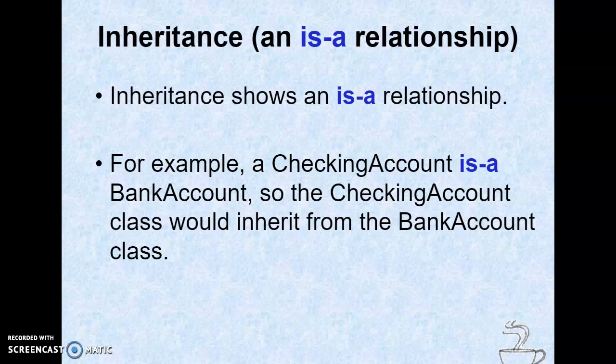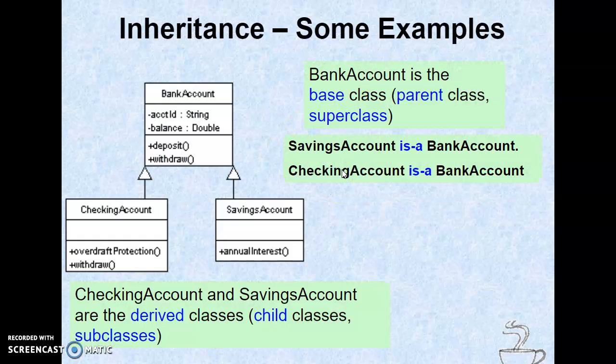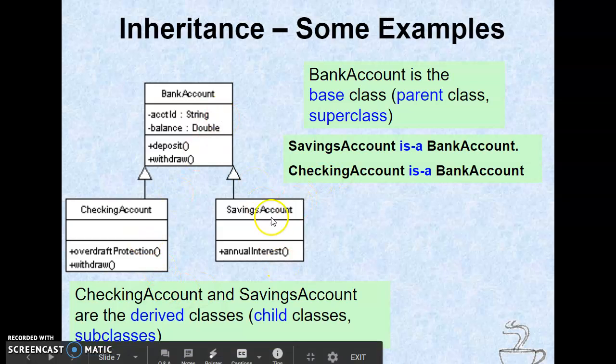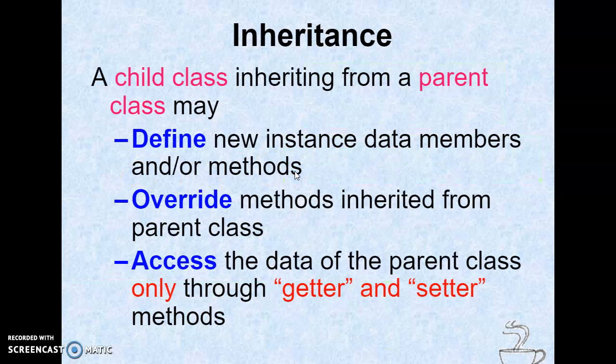So like I just said, inheritance is an is-a relationship. A checking account is a bank account, so the checking class would inherit from the bank account class. This would be the superclass. This is the subclass. We just talked about these a little bit, so I'm going to skip over them. You just want to know that when we have inheritance, the child class is inheriting from the parent class.